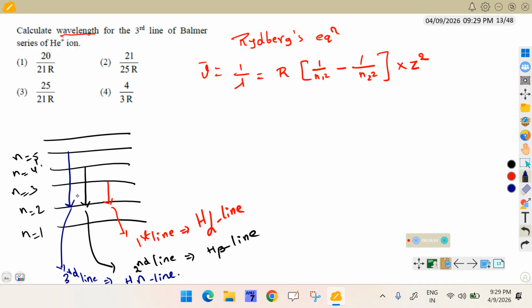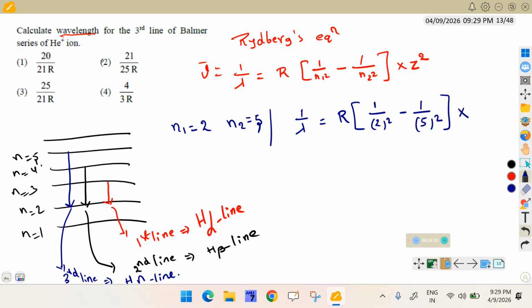Now the question is related to the third line. For the third line, n1 value is equal to 2, n2 value is equal to 5. Substitute: 1 by lambda equals R into (1 by 2 whole square minus 1 by 5 whole square) into Z square. Helium atomic number is 2, so 2 whole square. Simplify.